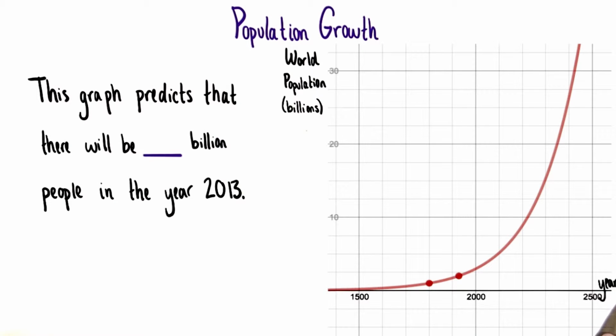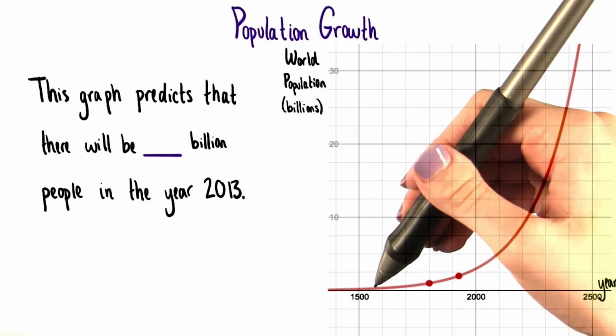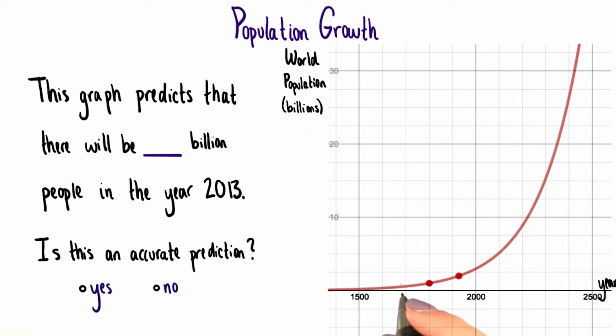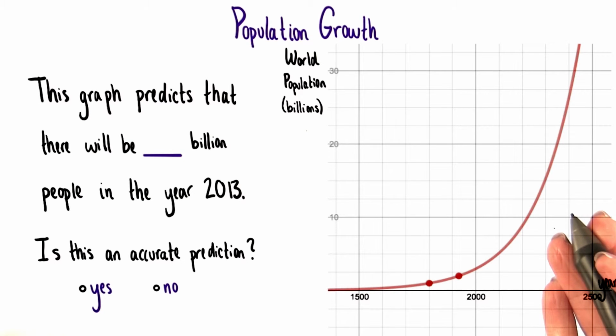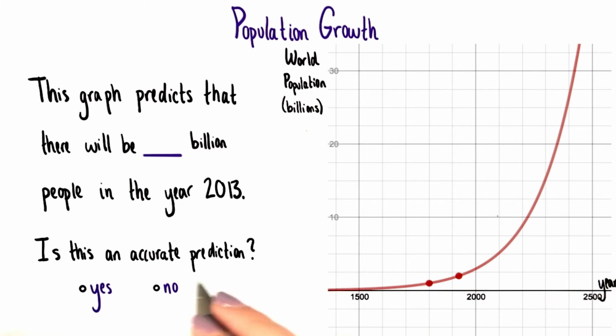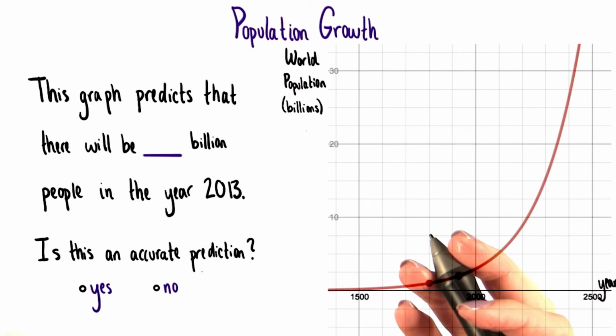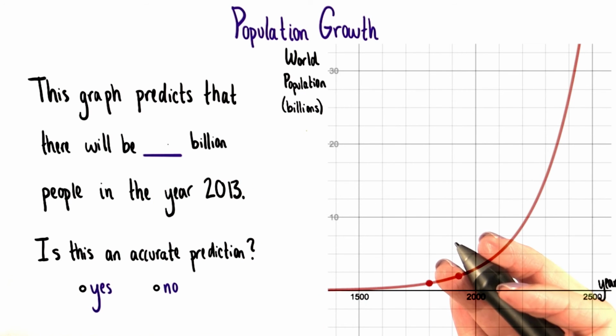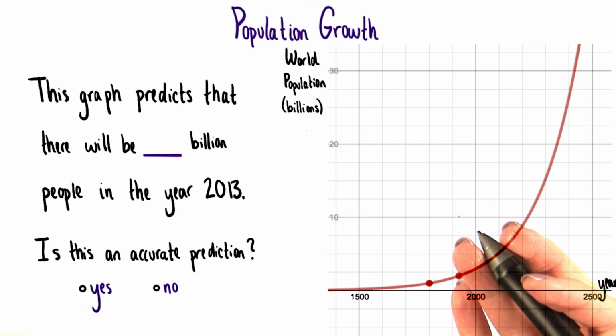Remember that this graph measures the year on the x-axis, and it shows the world population in billions of people on the y-axis. Now, once you've figured out what this graph says the population will be in 2013, can you tell me if this is an accurate prediction? Think about what the population actually became by the year 2013 and see if this is the same thing. If you want to, you can also use Google to search for world population in 2013.